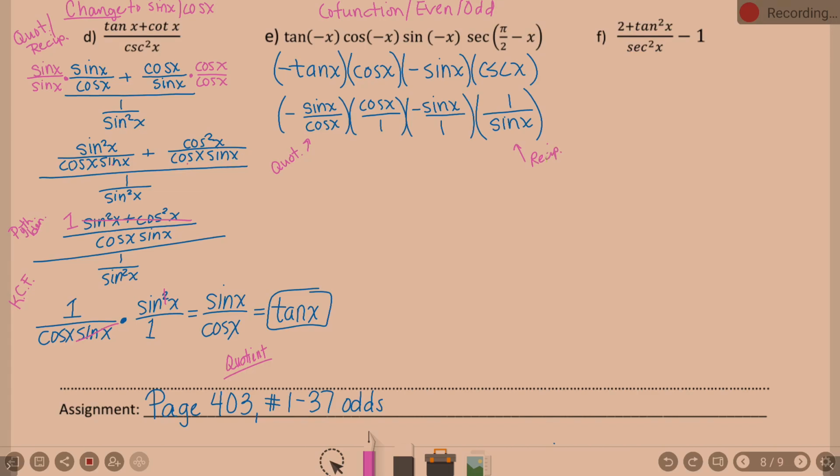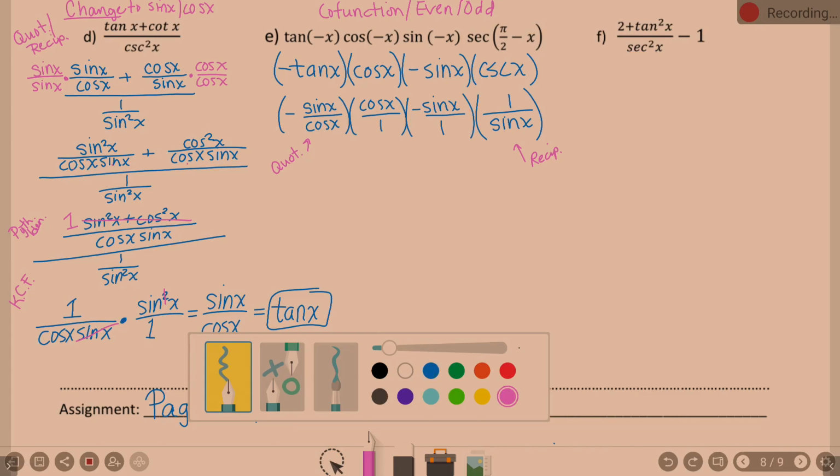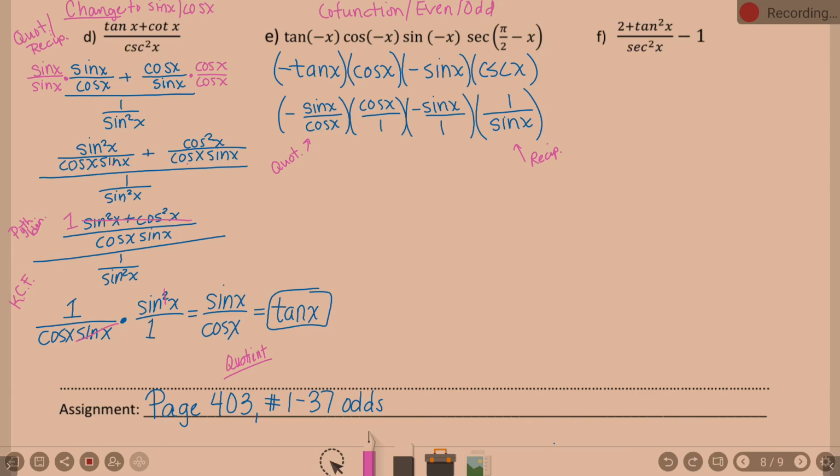Okay, guys, basic algebra. A cosine x on bottom cancels with a cosine x on top. A sine x on bottom cancels with a sine x on top. A negative times a negative makes it a positive. What remains? Just sine of x.